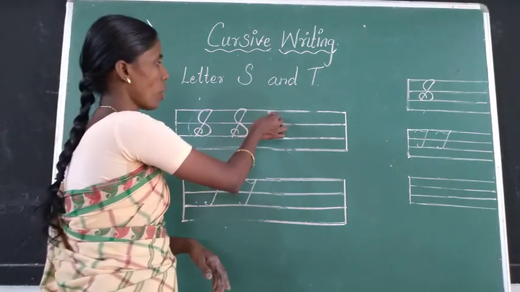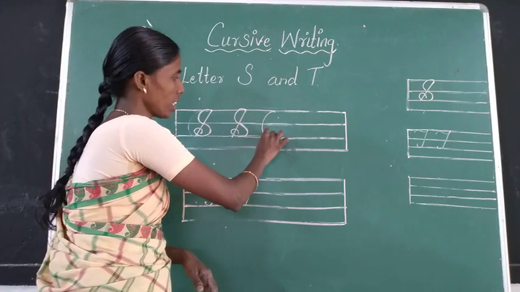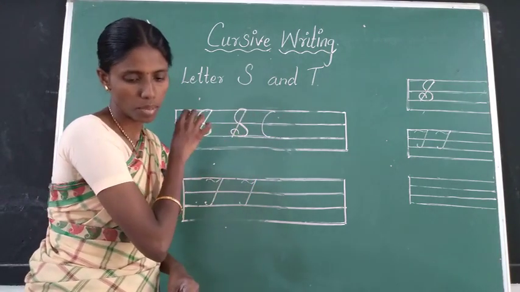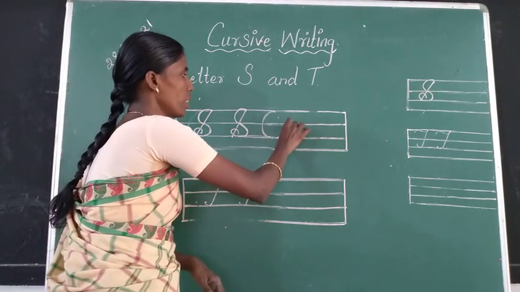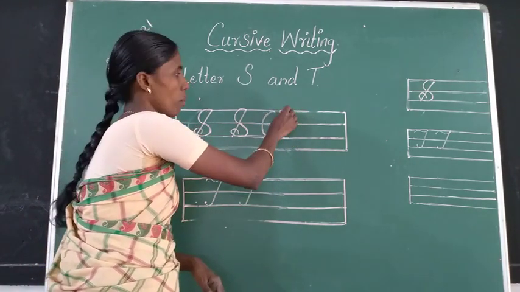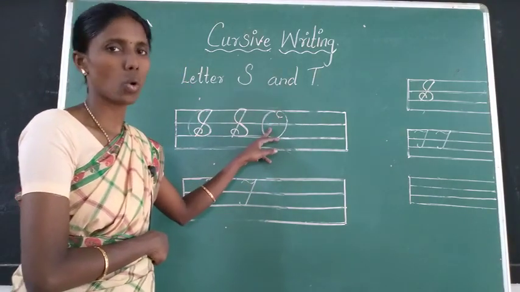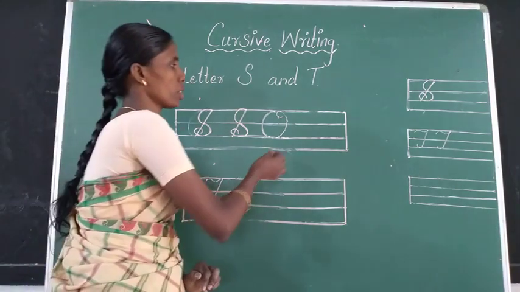Put a pencil point on the top line. Come down with the left curve till third line and go up with right curve till top line and turn it. This is capital letter O. Then capital letter P in cursive form.